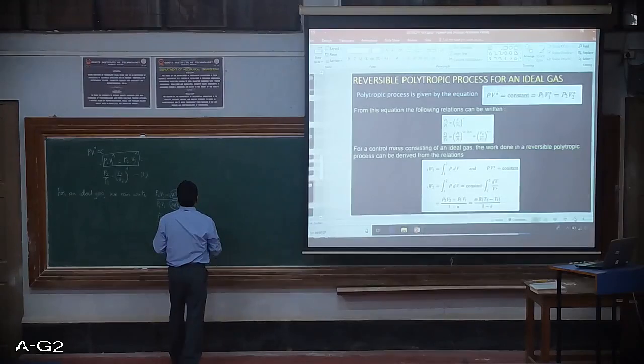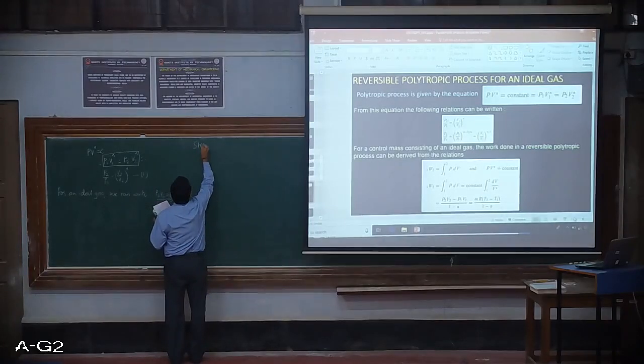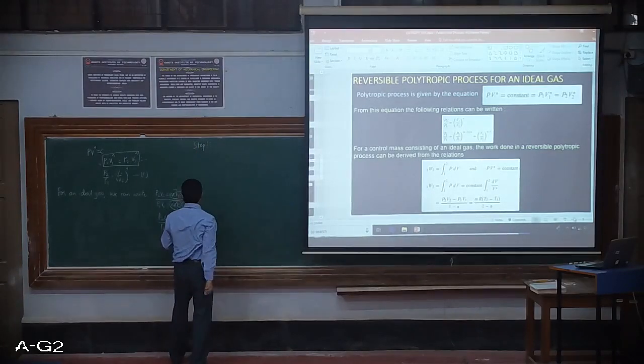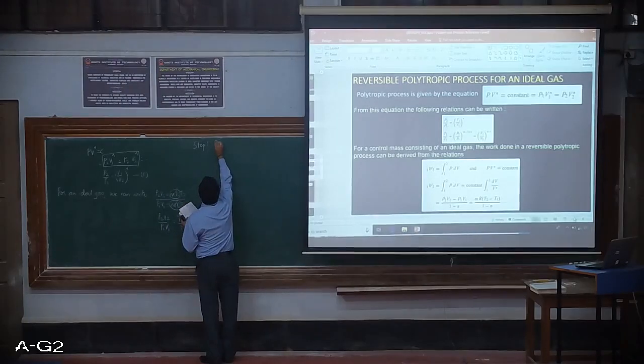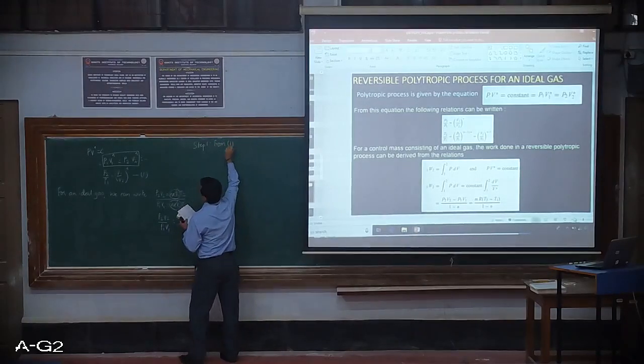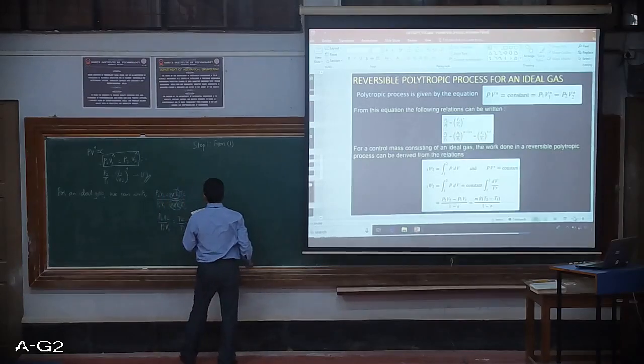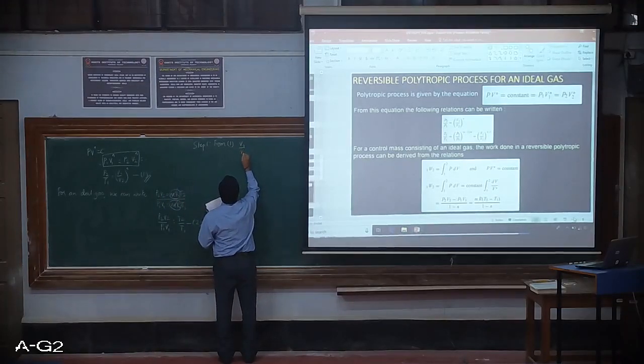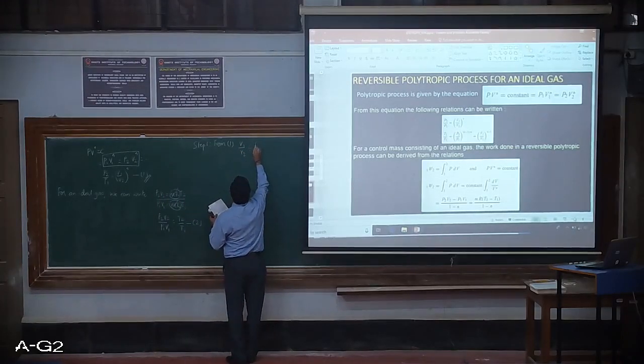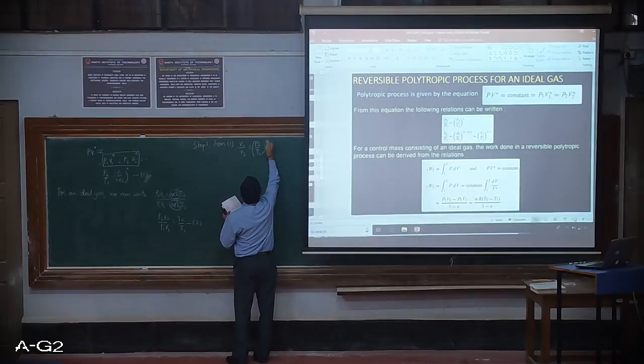Step 1: from equation 1, that is this expression, we have V1 by V2 is equal to P2 by P1 to the power 1 upon n.